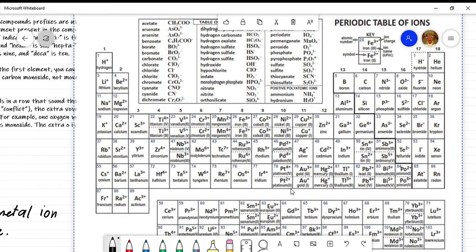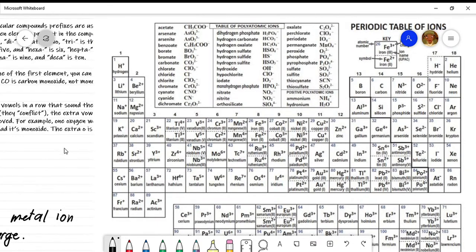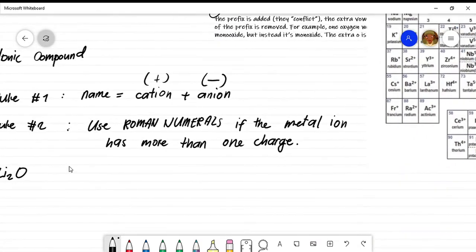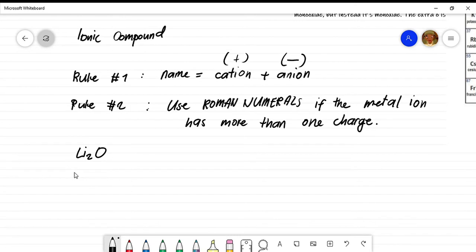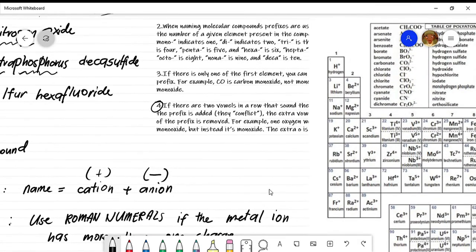Lithium is positively charged, so it is a cation. Lithium is put first. It's lithium, and the charge for lithium is +1.